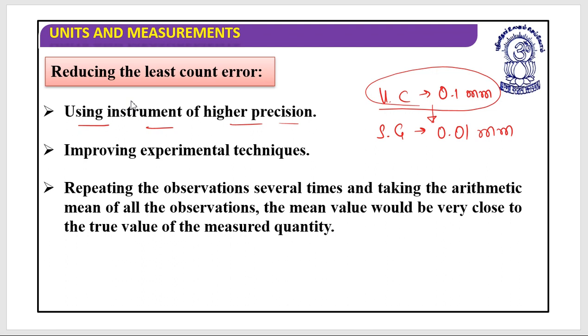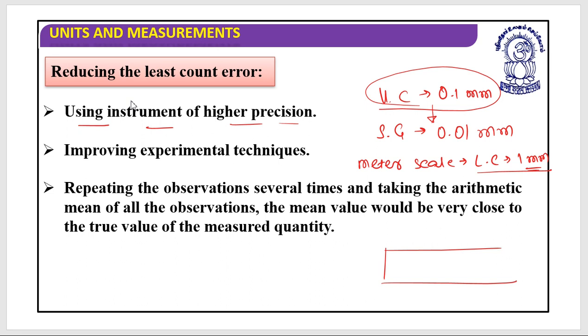Let's say a regular scale is there, that we call a meter scale. It has a least count of 1 mm. So if you are having an error with this meter scale, you can go to the vernier calipers. If you are having an error with this, you can go with this. There are even other principal techniques that have a least count value even less than the screw gauge, so you can switch to them also.